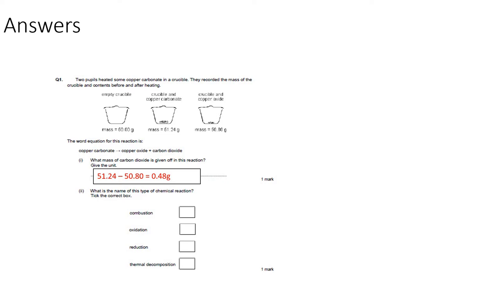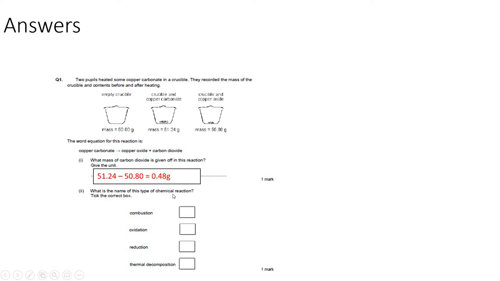So this is a bit of revision from the conservation of mass that you will have done a few topics ago. So what we're going to have to do is look at the mass of the crucible and copper carbonate. This is 51.24 grams. We're going to take away the mass of the crucible and copper oxide, which is 50.80, and the remaining mass is the mass of carbon dioxide that was given off from this reaction, because we know that copper carbonate decomposes to copper oxide and the carbon dioxide is given off. So the difference in mass between these two is the mass of carbon dioxide given off.